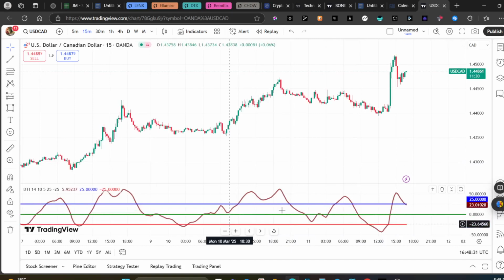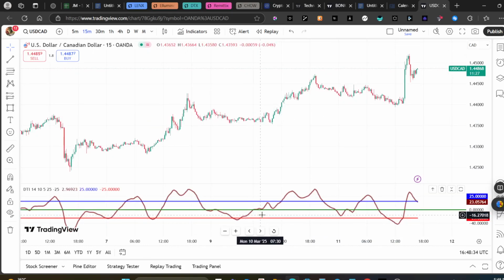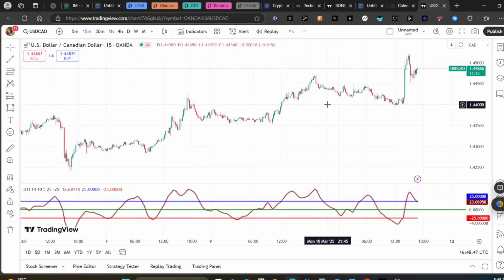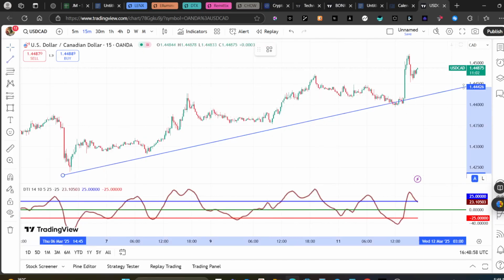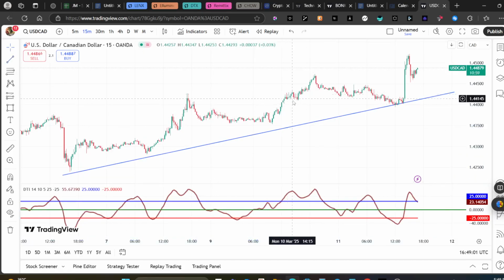Okay, whenever the DTI line rises above the OB level, it means that a potential bearish reversal could be imminent. So you will be looking for sell signals, but it doesn't mean that when the DTI line enters the overbought territory a bearish reversal is immediately going to occur. No, as you can see in this example, the DTI entered the overbought territory around here, right? As we can see, the price continued rising for a while until it got to this point before we had a pullback.